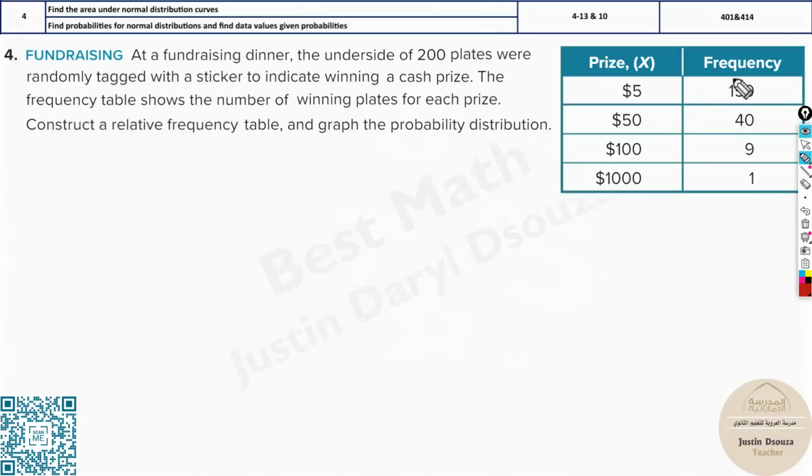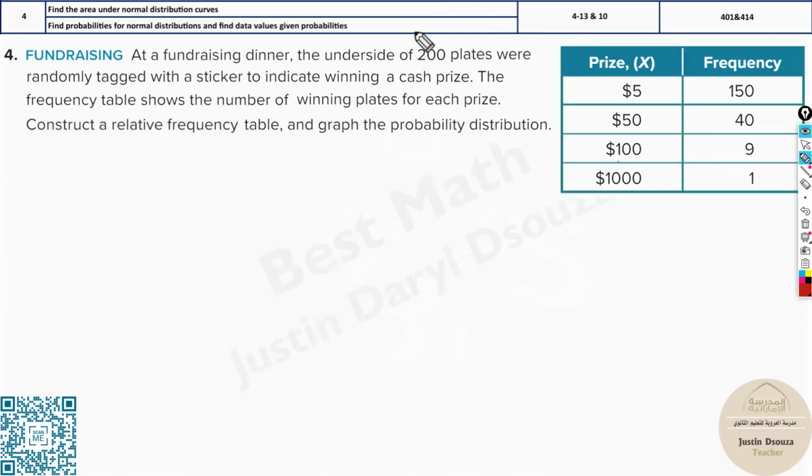They have tagged whether you win $5, $50, $100, or $1,000. Only one plate out of 200 wins $1,000. There are 9 plates winning $100 and 40 winning $50, and the highest number of people are winning $5. These are among those who get a winning plate.